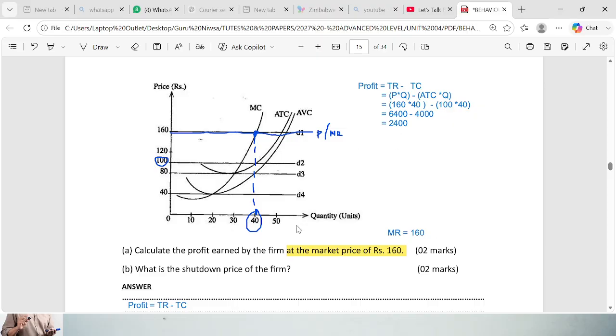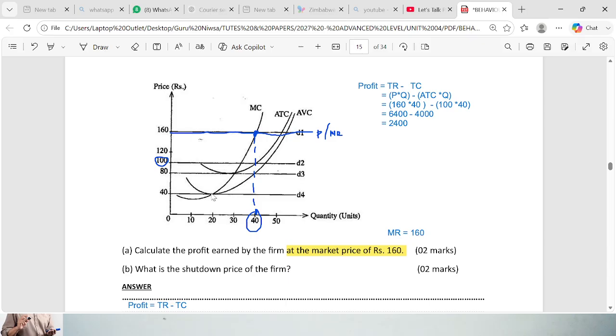Right. Then the second question is part B. What is the shutdown price of the firm? Remember, I haven't discussed this point up to now. What is the shutdown price? The shutdown price is the minimum average variable cost. If price is below minimum average variable cost, the firm should shut down its operation. So that is called the shutting down point.